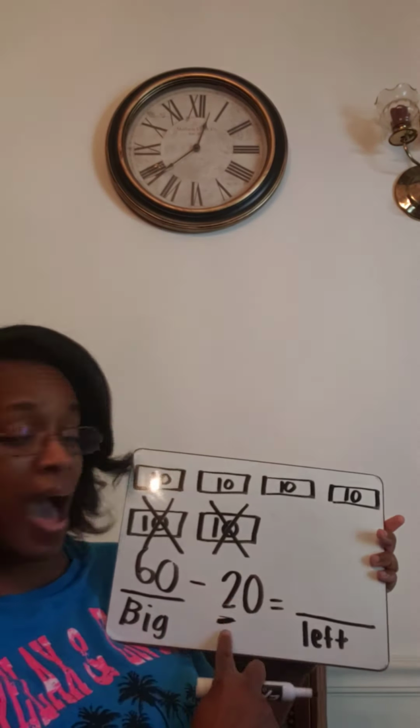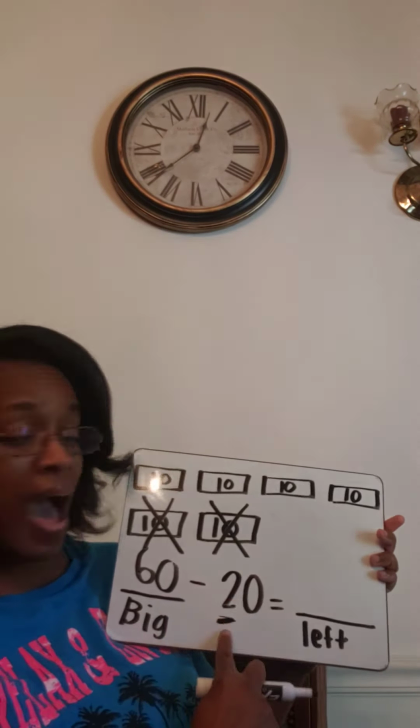And I don't have any ones to begin with, so there's nothing to really take away. So when I take away these two tens, that's the same as saying I'm taking away 20. 10, 20. Now we need to see how many tens we have left.